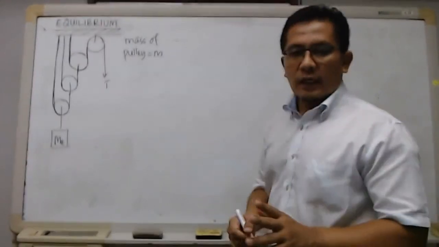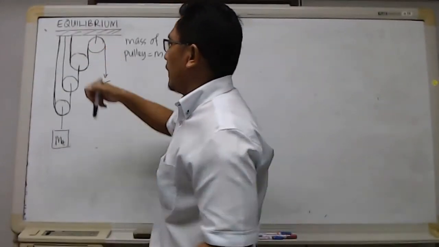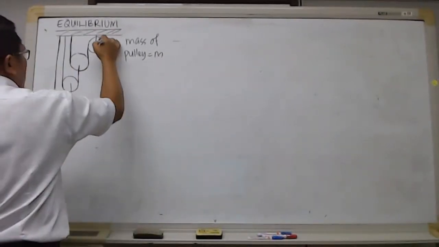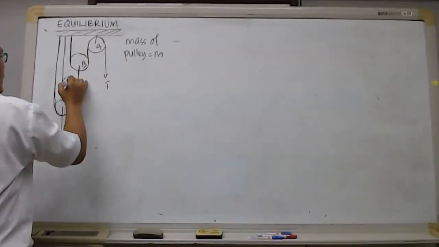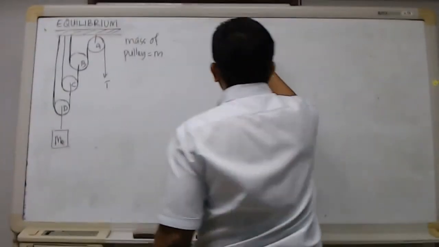Again, always start the FBD at the end point of the system. So always start with this pulley here. Let's say I call this pulley A, pulley B, pulley C, and pulley D. We start with pulley A.